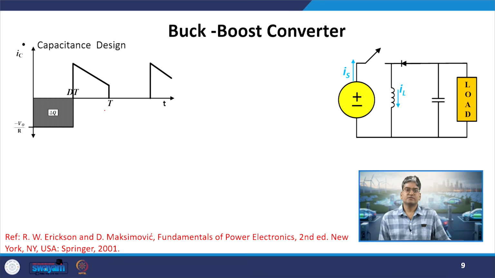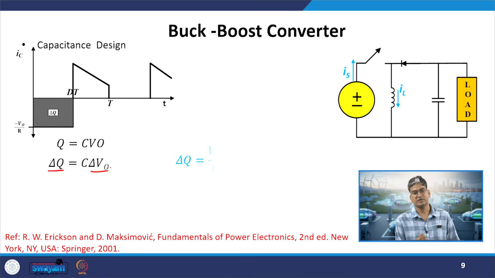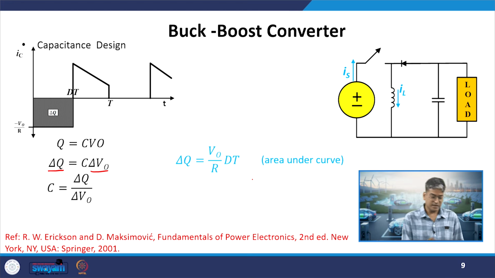Then the next parameter is our capacitor size. How to determine the capacitor size over here? Here again Q equals C V naught. Now, we will replace it by a small change in the charge, which is equal to a small change in the capacitor voltage. Delta Q is equal to V naught by R into dt. That is the area under this curve.